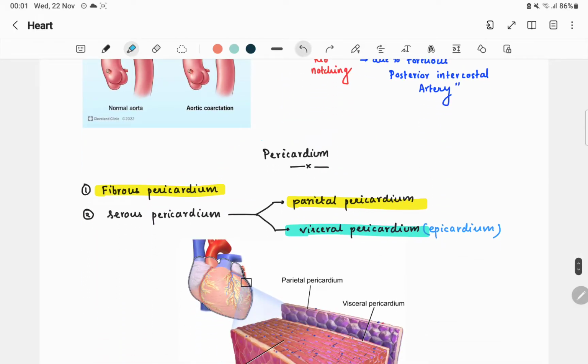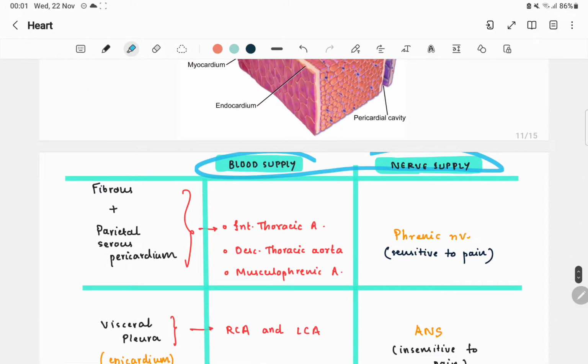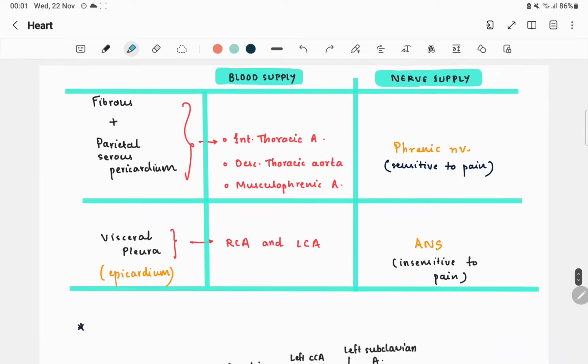Let's talk about the pericardium. Pericardium has a fibrous pericardium and the serous pericardium. The serous pericardium has a parietal pericardium and the visceral pericardium, which is called the epicardium. Let's talk about the blood supply and the nerve supply. For the fibrous and parietal pericardium, the blood supply is from the internal thoracic, descending thoracic aorta, and musculophrenic artery, and nerve supply is your phrenic nerve, that is sensitive to pain. So the fibrous and the parietal pericardium is sensitive to pain.